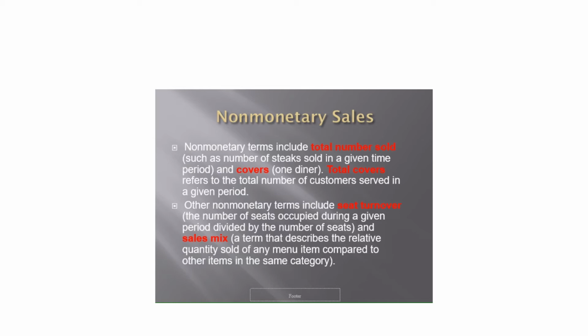Okay, your seat turnover is just the number of seats that were occupied during a particular service period, divided by the total number of seats. It tells you how many times each seat was sat and cleaned and then resat over a certain period. You can also tell people about your sales mix, and that gives an idea of how many of each menu item that you sold. Okay. Again, we'll be going over this more in class about being able to calculate seat turnover and things like that.